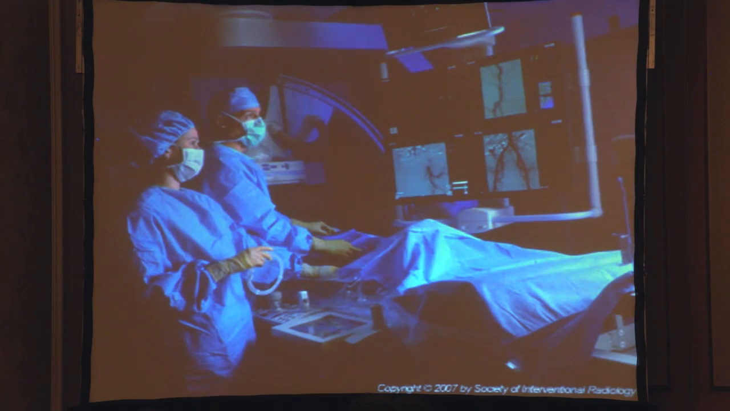Okay. So I think that video sort of captures what we're doing with radioembolization. This is just to show what an interventional radiology room looks like. Many people think of it as being an operating room, and to a certain extent it is, but the procedure is not done under general anesthesia. It's done under what we call conscious sedation.